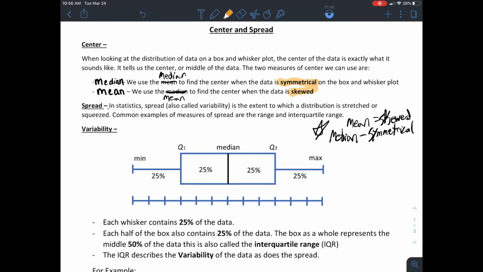Next, we'll talk about spread. In statistics, spread, which is also known as variability, is the extent to which a distribution is stretched or squeezed. Common examples of measures of spread that we use are range and interquartile range.